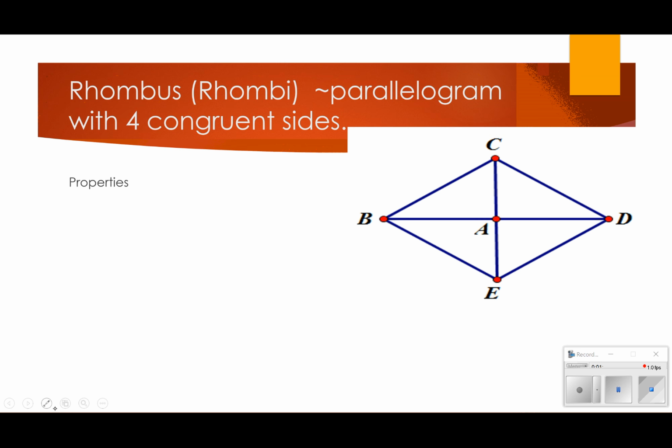So let's start with the very basic of them, and that would be a rhombus. A rhombus is a parallelogram with 4 congruent sides, so we know that our sides are congruent. Our diagonals in a rhombus, and this is a new definition, are perpendicular. So we know that all 4 of those angles there in the center are right angles. So CE is perpendicular to BD.